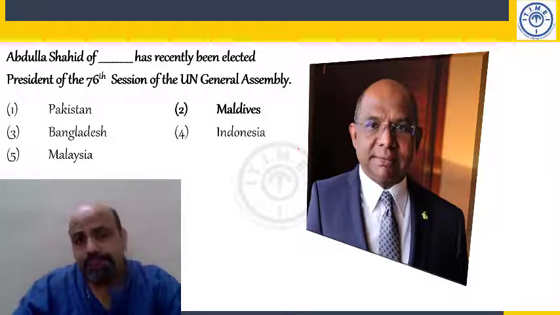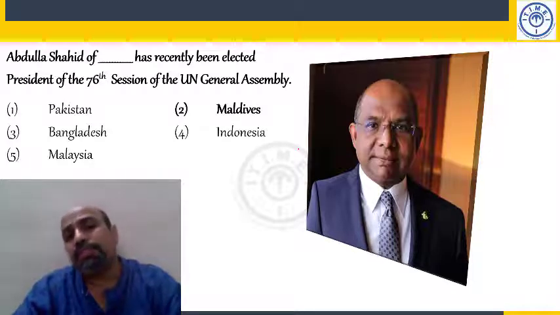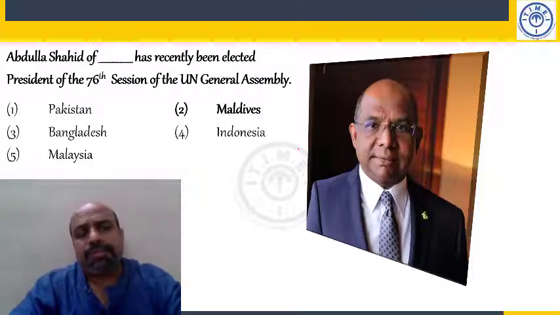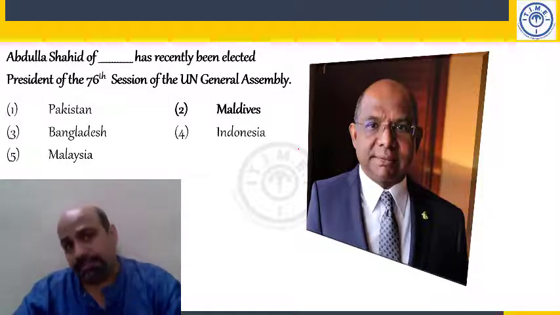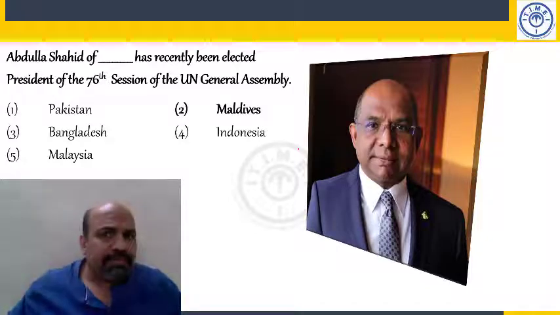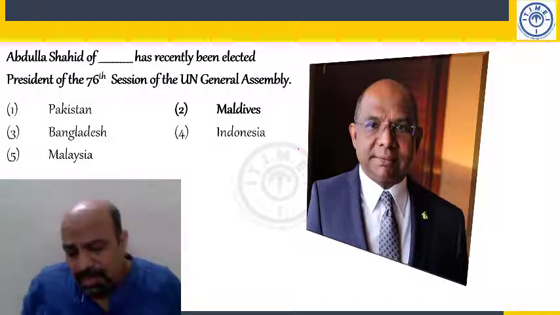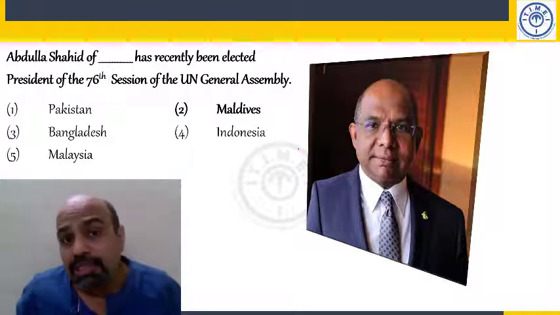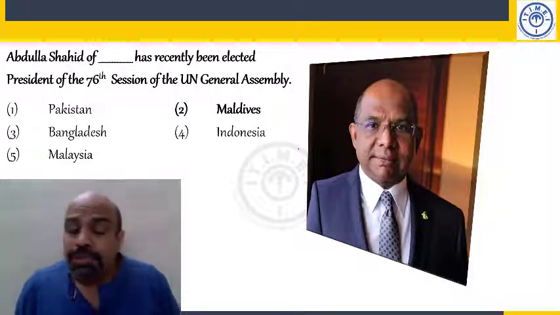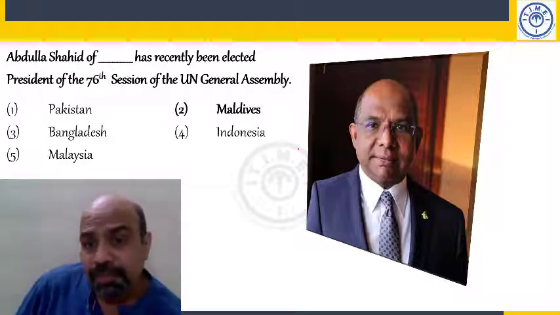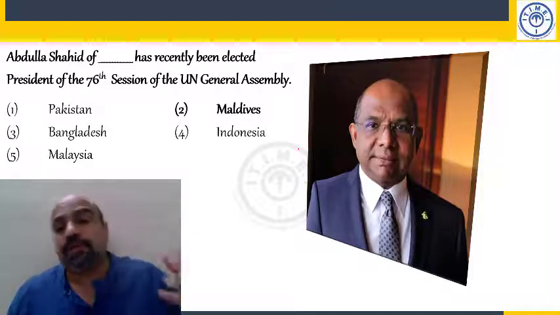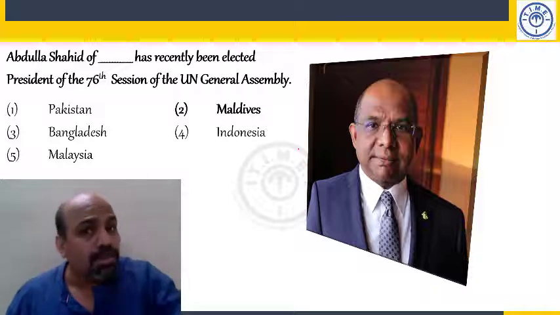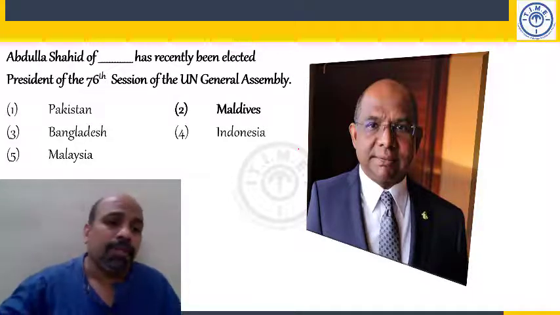Abdullah Shahid of Maldives is the new UN General Assembly President. Previously there was this Turkish fellow and he was quite anti-India, because Turkey is by definition anti-India. Turkey is rabidly pro-Pakistan. It's always been anti-India, at least ever since the current president Recep Tayyip Erdogan, the G is silent, came to power. Now he has been succeeded by a Maldivian. Maldives is a close friend of India.